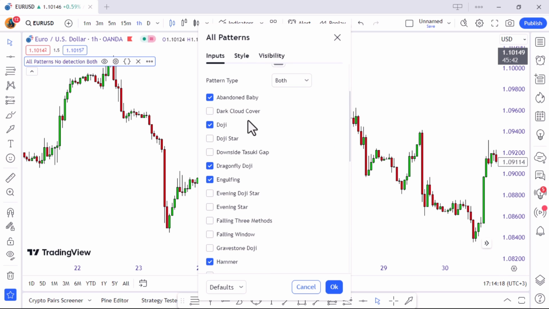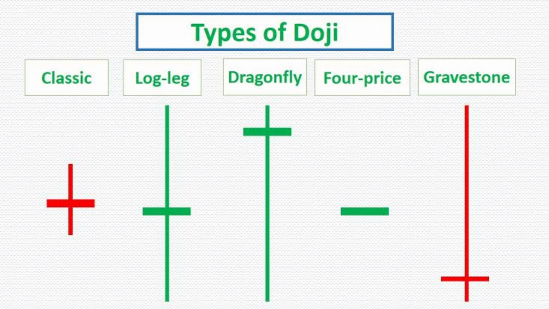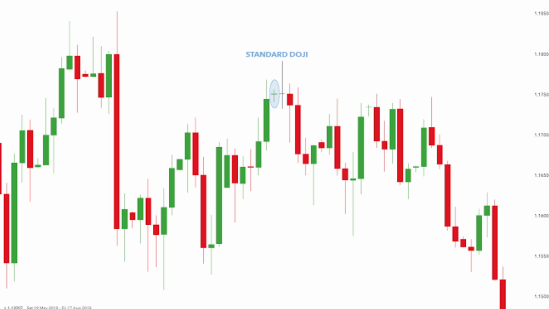We will change this and check only the most popular candlestick patterns. The first one we'll keep enabled is the doji candlestick. To make it short, the doji candlestick has a small body with long upper and lower wicks. It indicates market indecision, uncertainty, and a balance between buyers and sellers. It suggests potential trend reversals or periods of consolidation.